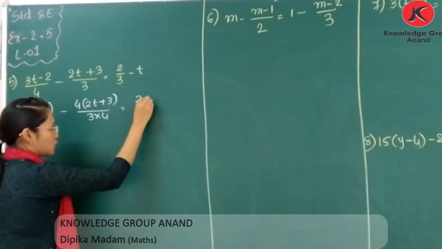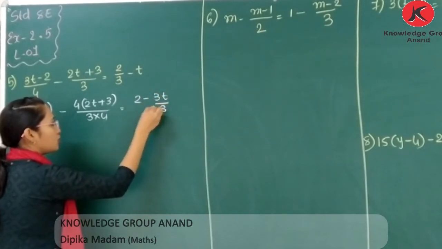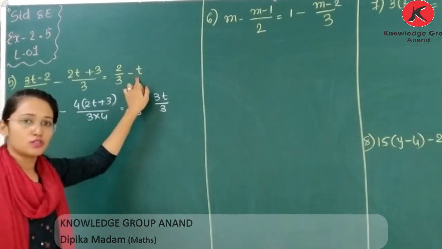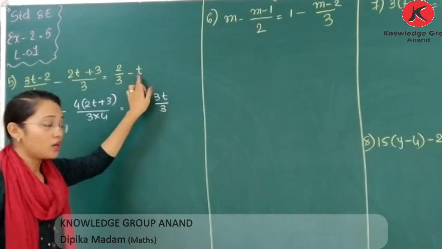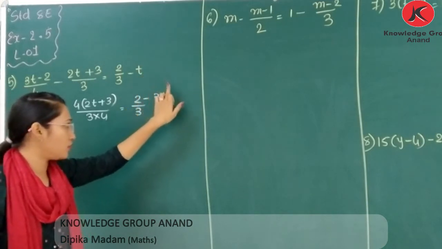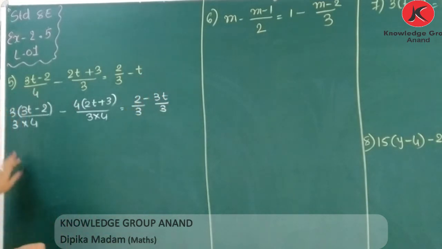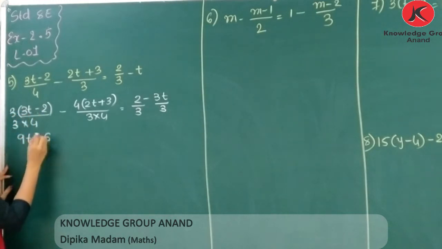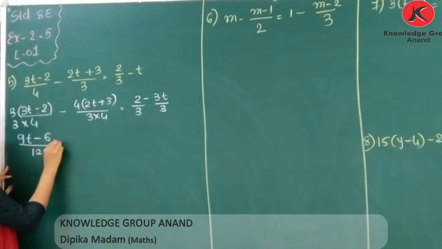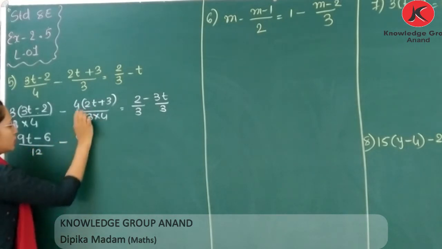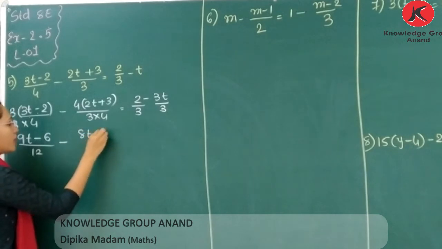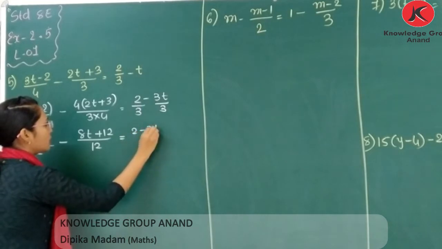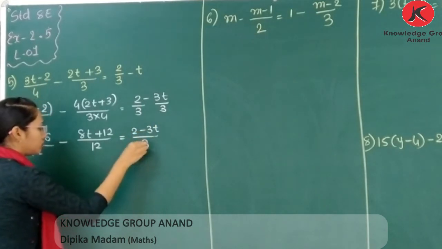Here the LCM is 3, so t is multiplied with 3 in the numerator and denominator. Okay, here the denominator of t is 1, so when we take the LCM, it is 3. So t needs to multiply with 3 in the numerator and 3 in the denominator. Now open the bracket. 9t minus 6 divided by 12 minus 8t plus 12 divided by 12 is equal to 2 minus 3t divided by 3.